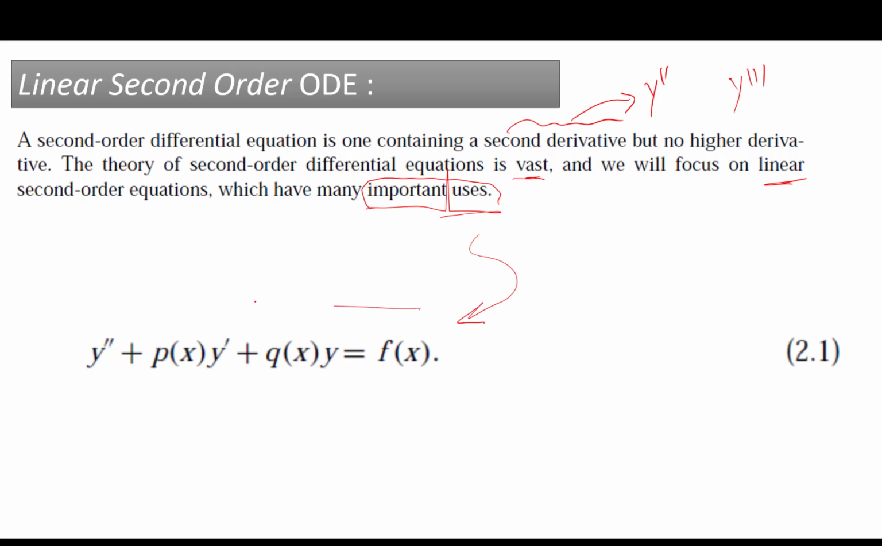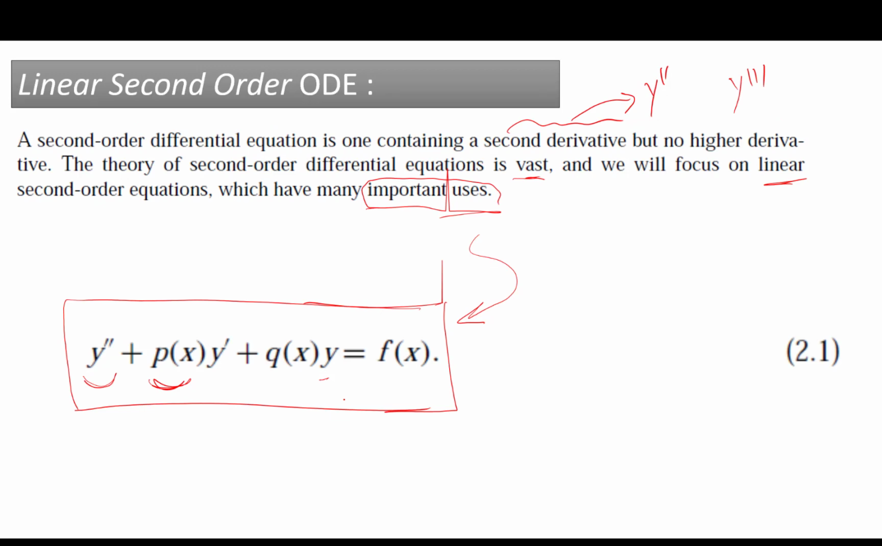Let's have a look at what is the meaning and what is the form of the equation that we are going to deal with. This is the form, as you can see here: y double prime plus p of x, a function of x, which is the independent variable, times y prime, plus q of x times y, equals f of x. So this is the form of our equation.